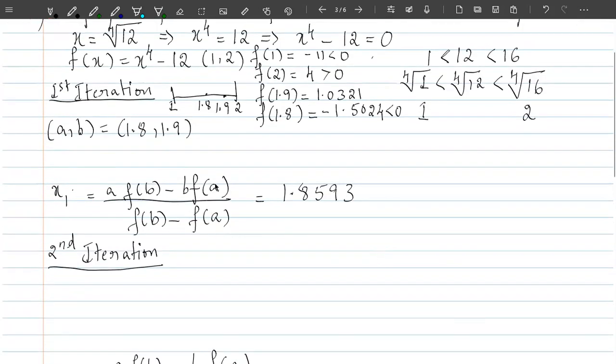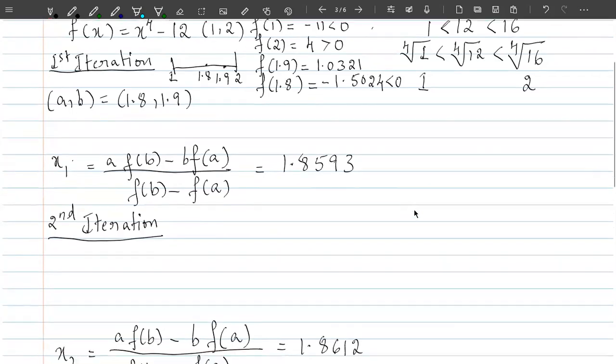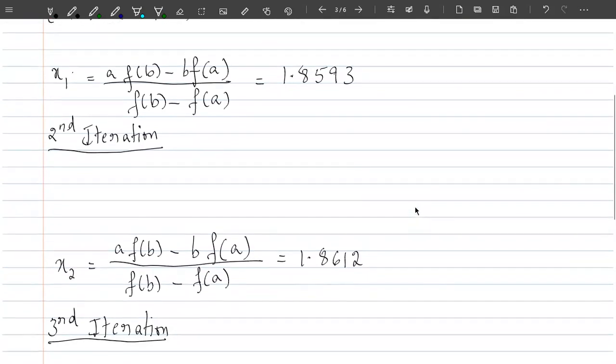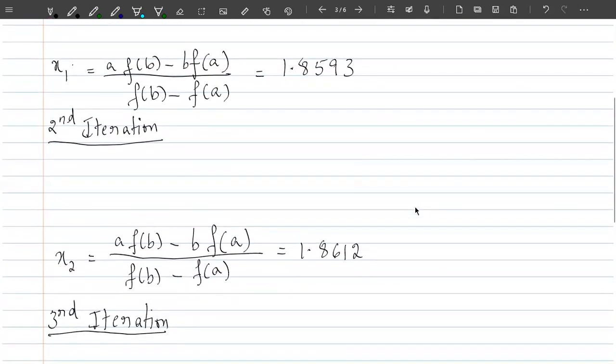So if you use the formula, a is 1.8 now, then f of b is f of 1.9, b is 1.9, f of a is f of 1.8, f of b minus f of a, that is f of 1.9 minus f of 1.8. So the value of x1 is equal to 1.8593. Then let's perform the second iteration.